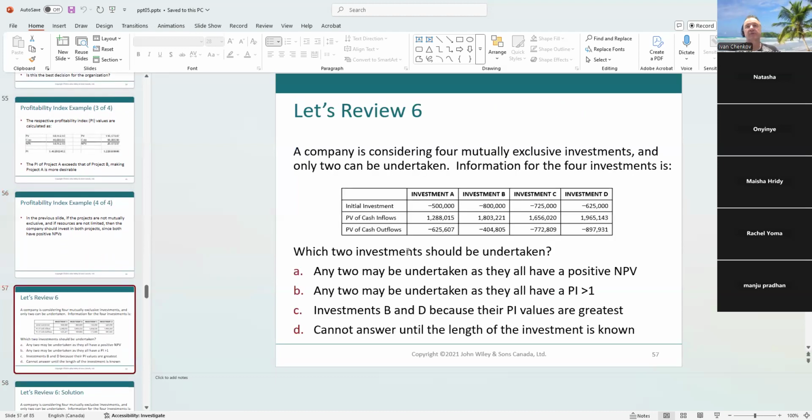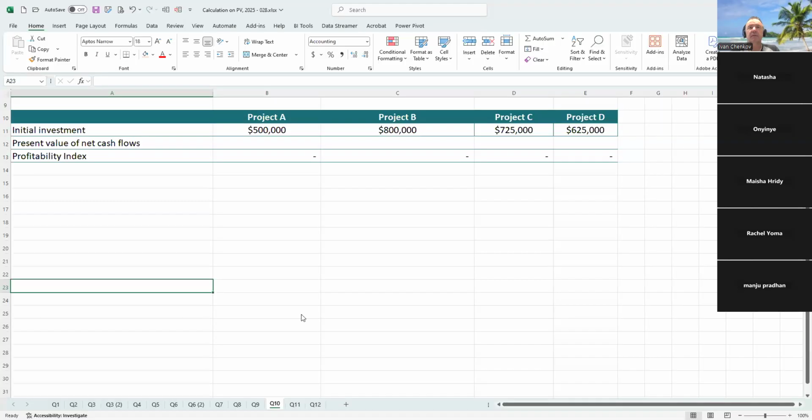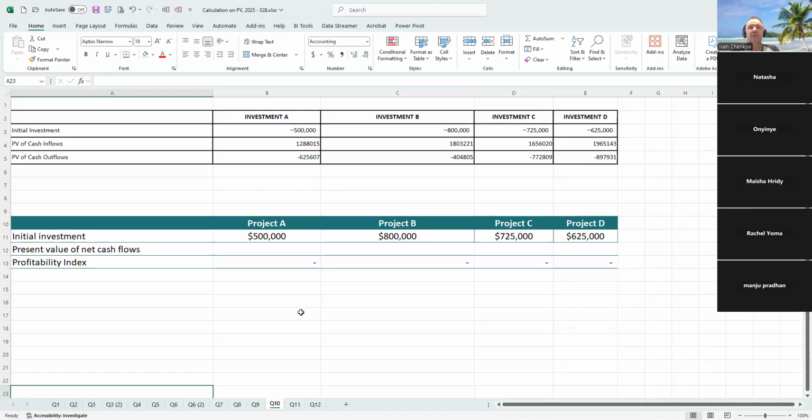So let's see this question. This is the information. And we can choose only 2 projects. Nothing more, nothing less. 2 projects only. The question is which ones we're going to choose. Let's go with the Excel spreadsheet. And question 10. On question 10, we're going to have this one here.